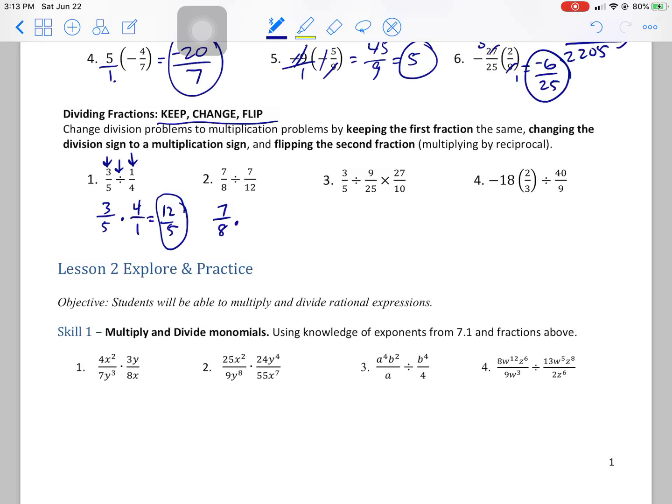Keep, change, flip, and then if you want to multiply across, you can, and then reduce, but I like to, that's going to be a 1 and a 1, take a 4 out, that's a 2, take a 4 out, that's a 3, so that's going to be 3 over 2, okay? Make sure you reduce your fraction all the way. It's required whether it says it or not.